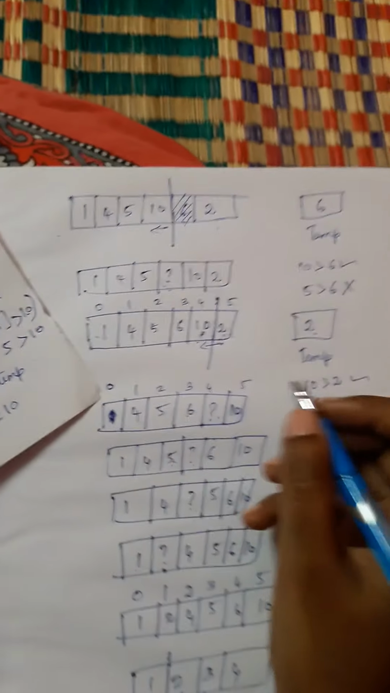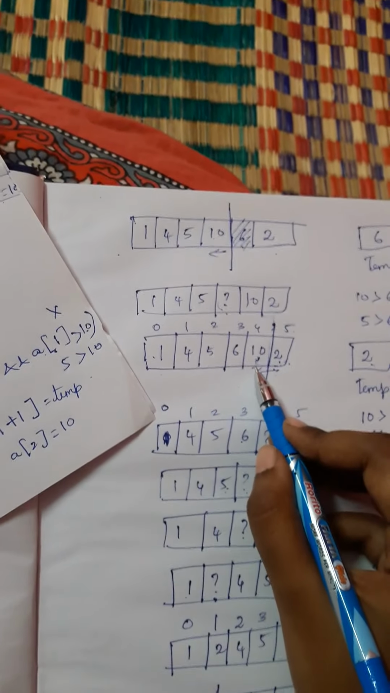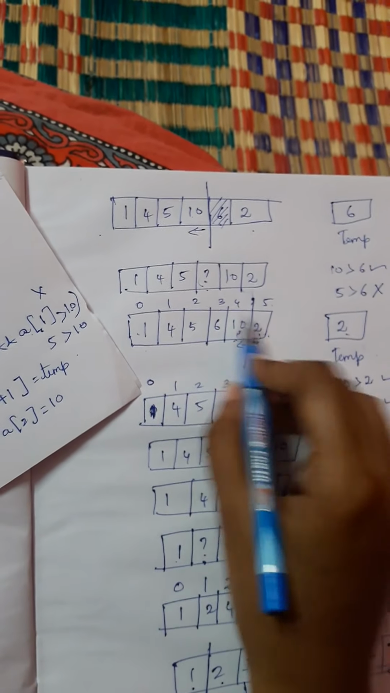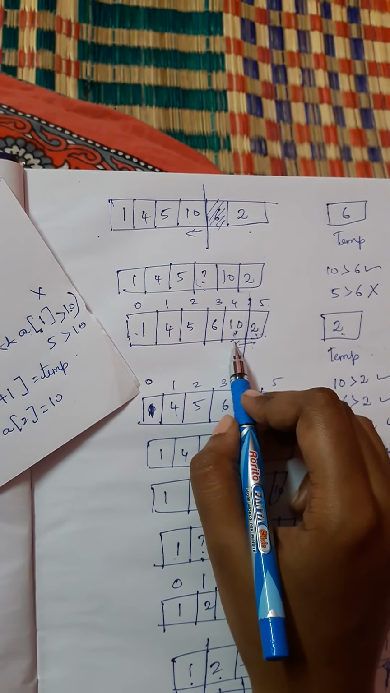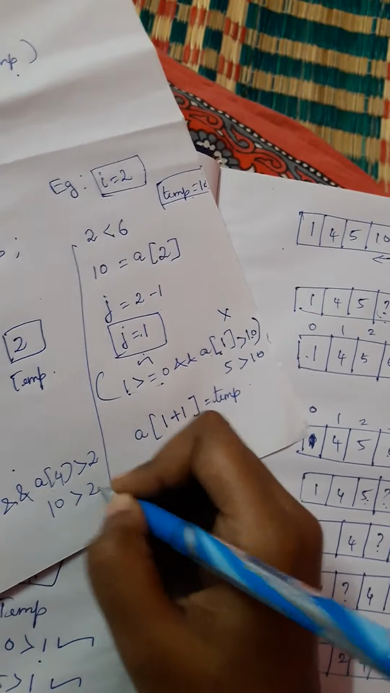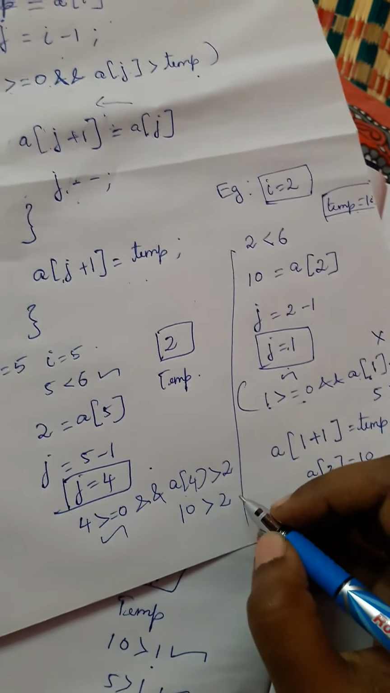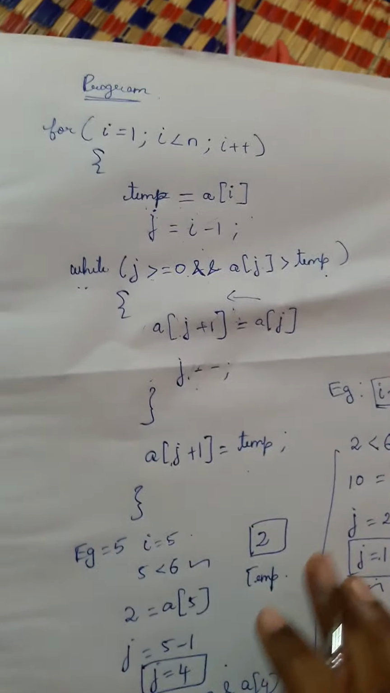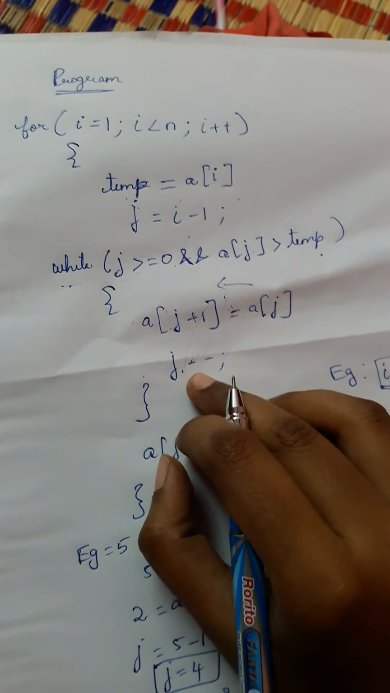Now A of 4 is greater than 2. What is the value of A of 4 here? 10. Look at this array only, this array is what we have taken. So A of 4 is 10, and 10 is greater than 2. So this condition is satisfied. Both conditions are satisfied, so I am going to enter into this loop.